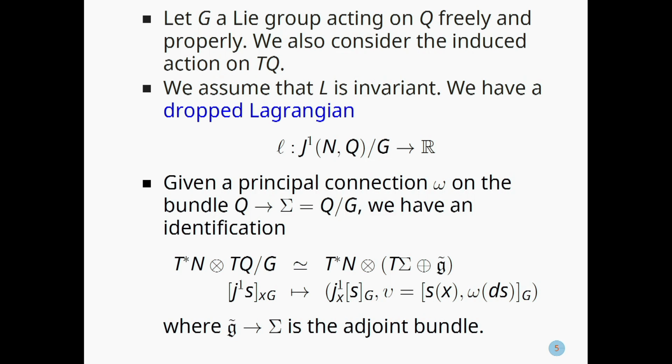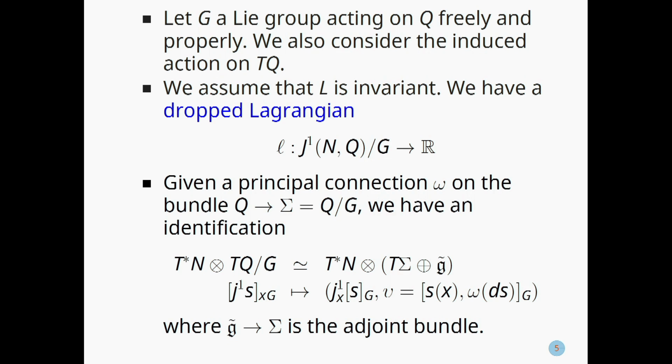Actually, this identification looks a bit nasty, because there is this T star n, but you can drop it because the action of G doesn't affect the T star n. So the main quotient is on TQ. So we have TQ over G, and then it drops to T of the quotient, sigma, plus this is the adjoint bundle, right? So this is a very classical object in reduction, this Euler-Lagrange-Poincaré reduction, right? So the variables are like this.